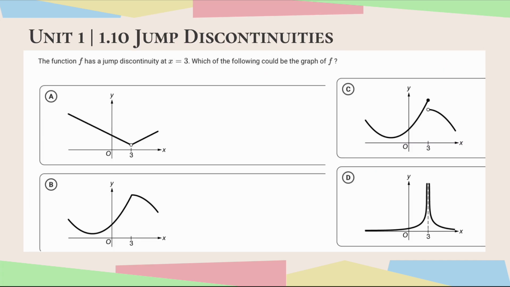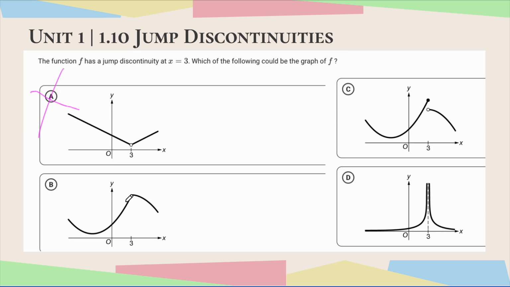Okay, so this question states the function f has a jump discontinuity at x equals 3. Which of the following could be the graph of f? So this question requires us to know the different types of discontinuities and what they look like. So I know a jump discontinuity is where my graph basically jumps from one value to the next. So letter A here has what we would call a removable discontinuity, this open hole or that circle, so it would not be this.